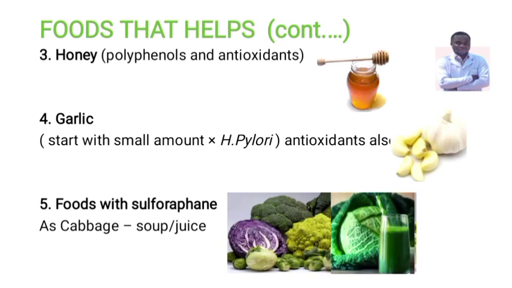But also, we have food with sulforaphane. Foods having sulforaphane are among the most important foods for the treatment of peptic ulcer disease. Here we can look at the foods having sulforaphane. For instance, we have cabbage soup or cabbage juice. Let me tell you a simple story about the cabbage juice.